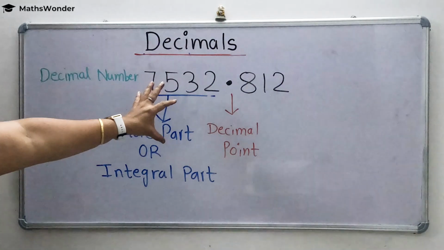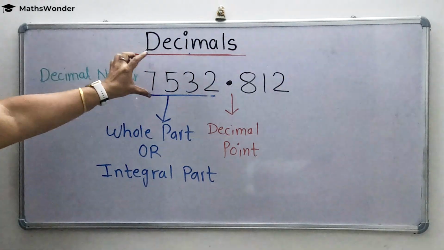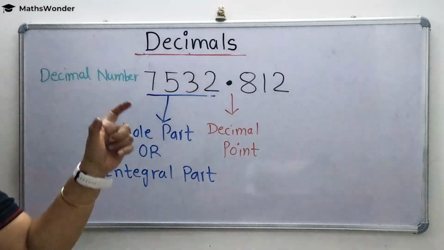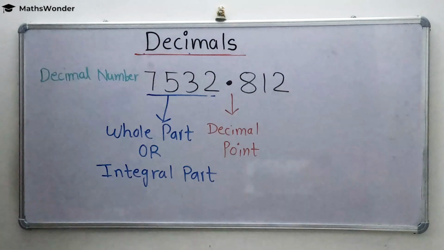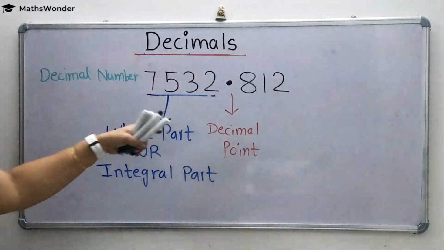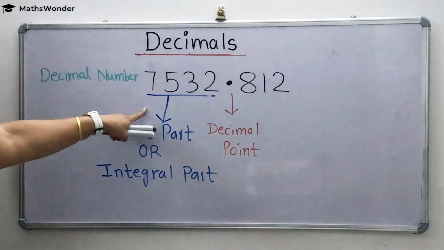So this decimal number consists of a whole number part and a decimal part separated by a decimal point. Now I am explaining the particular parts. The number before the decimal, we call it a whole part or the integral part.